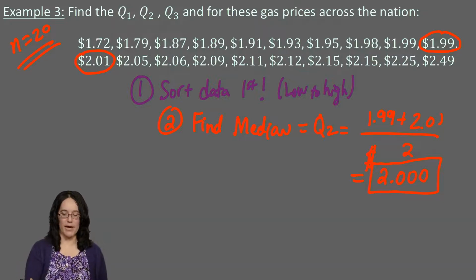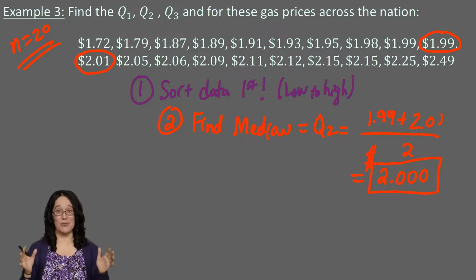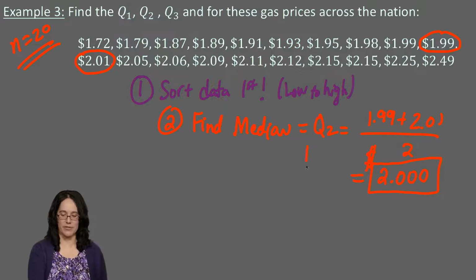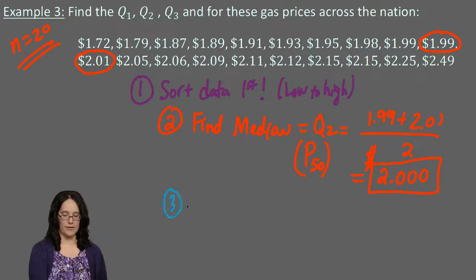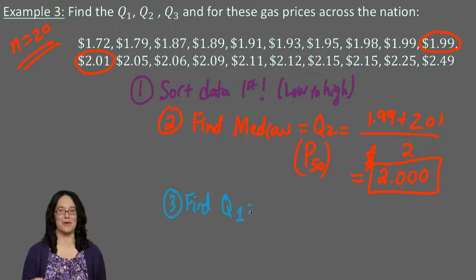All right, once we found that, we recognize what that means, right? Quartile 2 means that half of the gas prices are lower and half of the gas prices are higher, because quartile 2 is the same as what we call P50, just so you're understanding. It's your 50th percentile. Once you found that, you can now find quartiles 1 and 3. So to find quartile 1, do you remember how we did that? I'll do this one with you, and then you can find quartile 3 on your own.